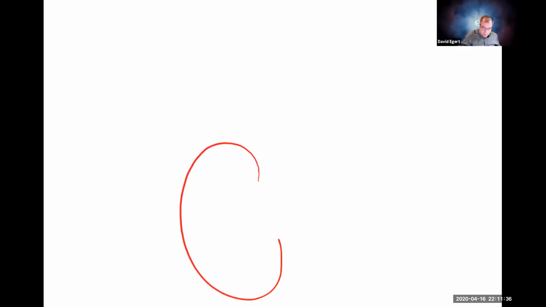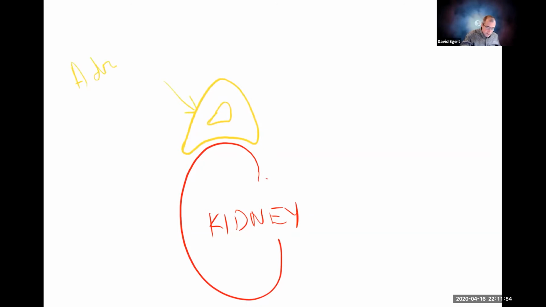So here's the kidney. Sometimes they say sitting atop the kidney, like perched atop the kidney, like a little hat. And it's the adrenal gland. It's located above the kidney, but it's not part of the kidney. It's like the hat on your head is not part of your head. It's a thing that's sitting on your head.